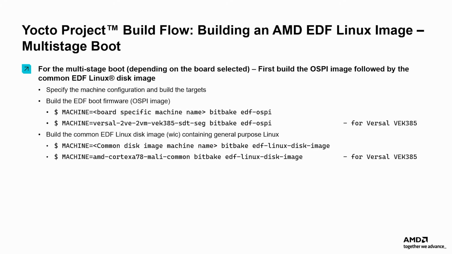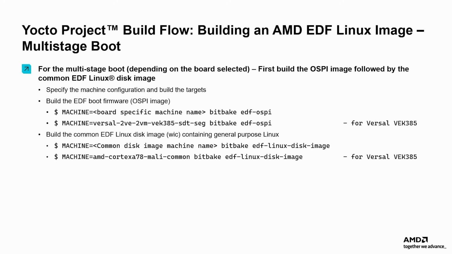Now let's look at the multi-stage boot flow, where the process begins by building the OSPI boot firmware image. This is done by setting the machine variable to the board-specific configuration and running bitbake with the EDF OSPI recipe. For example, on the Versal VEK385, this generates the required boot firmware. Next, the common EDF Linux disk image is built using the EDF Linux disk image recipe. This step produces the wic image containing the Linux operating system.